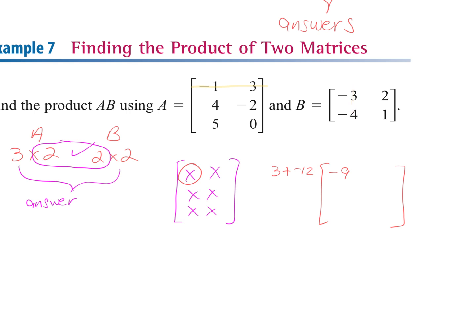Now, it's up to you what order you want to go in. I like to do all the rows first. So I just found this entry right here. Now I'm going to find this one. Where is that? It's first row, agreed? What column? Second column. So the numbers that I'm going to be multiplying together are first times first. -1 times 2 is what? -2, plus second times second. What's 3 times 1? 3. So what's -2 plus 3? 1.